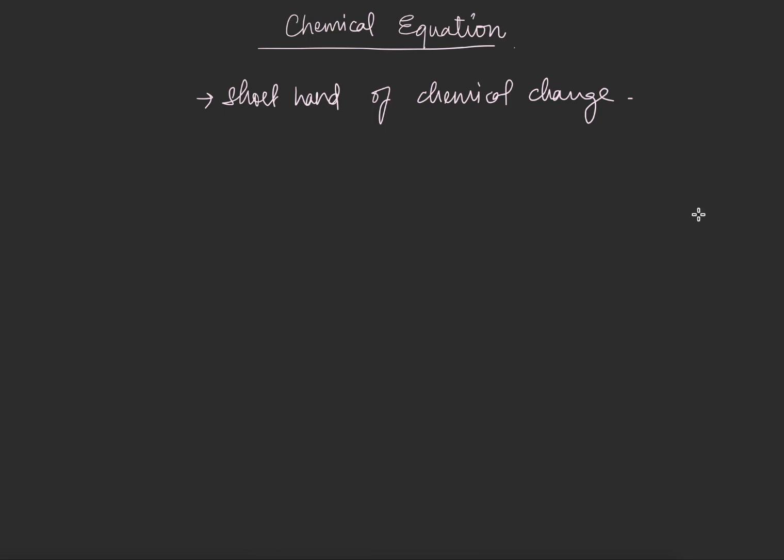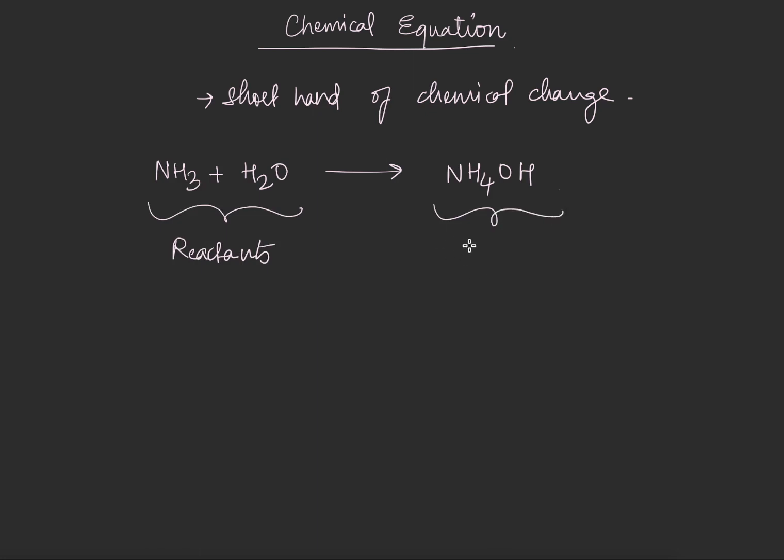Alright, now let's take an example of a chemical equation. I am talking about a reaction between ammonia and water. When ammonia and water react together, it forms ammonium hydroxide. In this chemical reaction, ammonia and water are written on the left hand side. They are participating in the chemical change, so we will call them reactants. And ammonium hydroxide, which is produced at the end of the reaction, is known as the product. The direction of the reaction is represented by using an arrow.